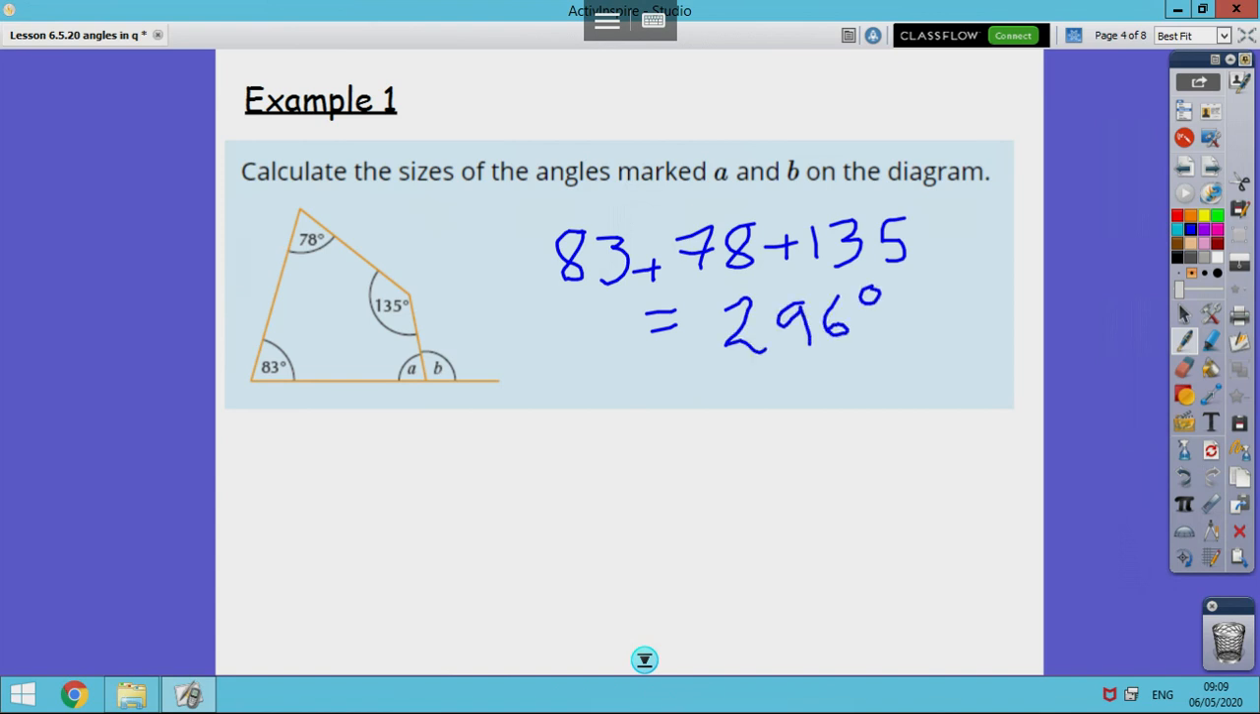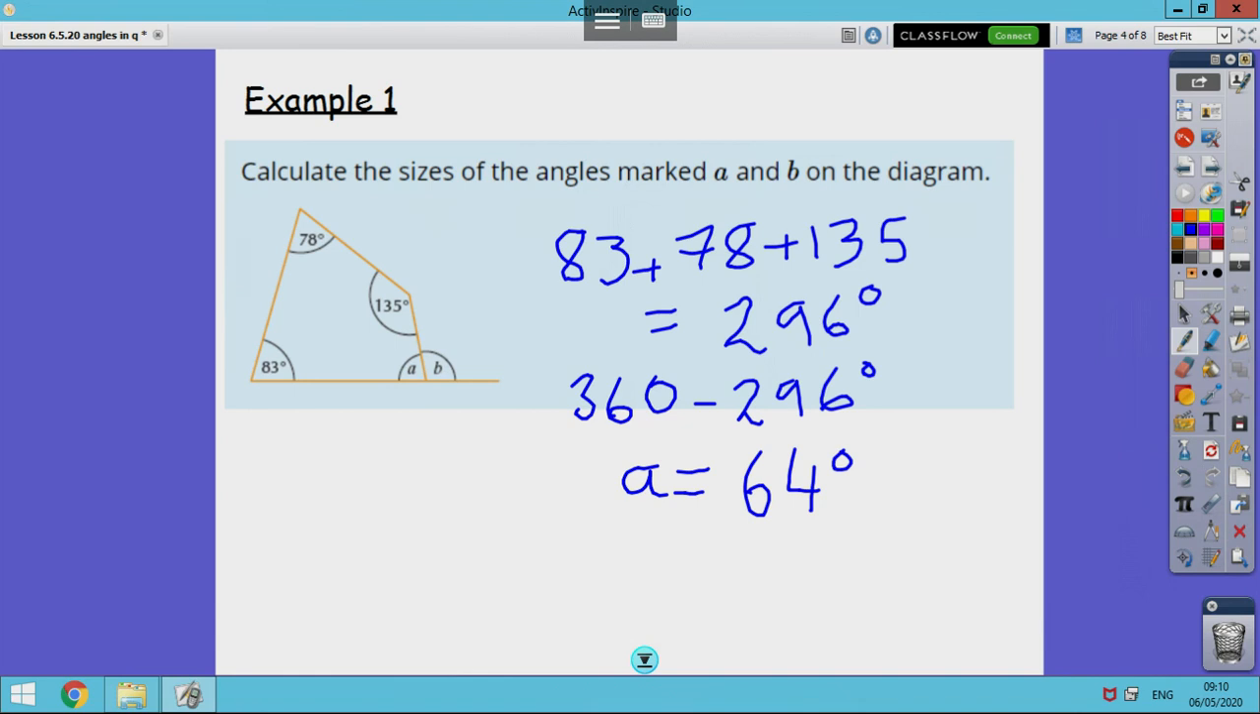degrees. So that's what those 3 add up to, and we know that if we have to add A, that will have to make it go up to 360 degrees. So what we can do is we can do 360 degrees, take away 296, always that way around. You always do 360, take away what you've got, and we'll find out what A is. And we get 64 degrees. So A equals 64 degrees.